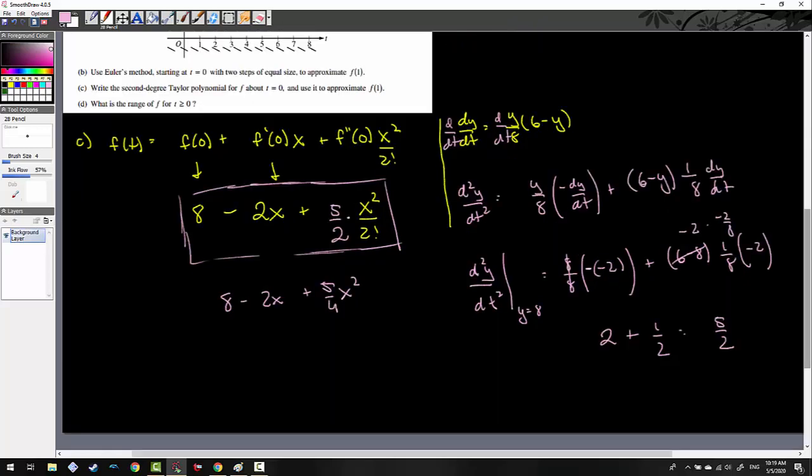Alright, now let's go ahead and use this to approximate f of 1. Well, f of 1 will be 8 minus 2 times 1 plus 5/4 times 1 squared. Now again, you can leave it like this if you wanted to. The AP exam won't require you to simplify. But if you did want to simplify, you just get a common denominator all the way around, getting you 29 over 4.